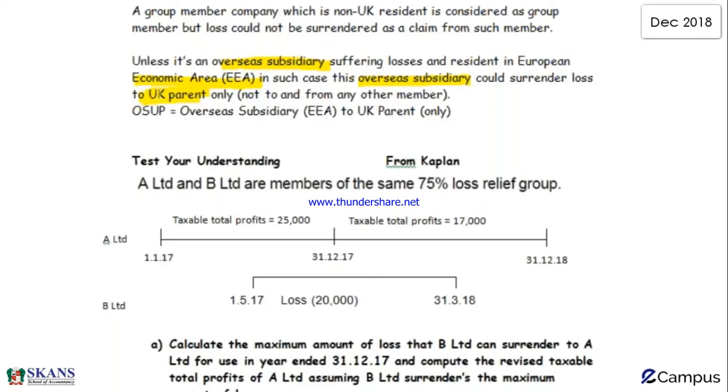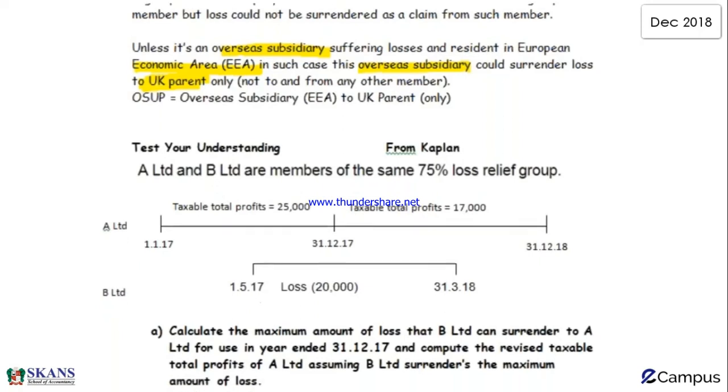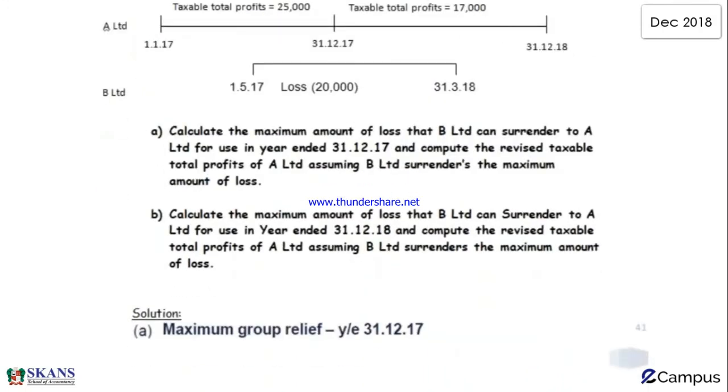And when I say one-way surrendering, I mean that loss would be surrendered if the loss was generated in an overseas subsidiary which resides in the European Economic Area, and it surrenders its loss to the UK parent. This is the only allowed way. Other than that, we are not allowed to surrender losses in any other way from or to any overseas group member. So that is all about what we say loss relief group.